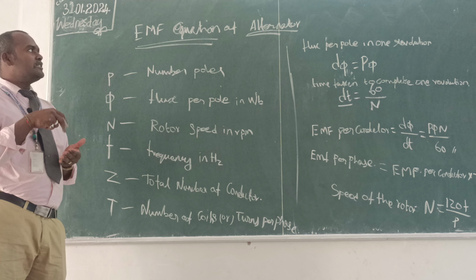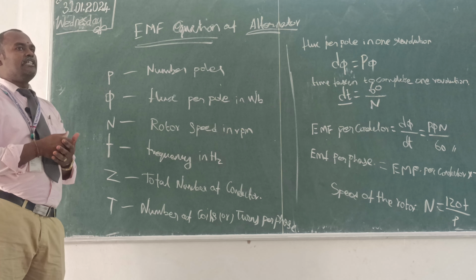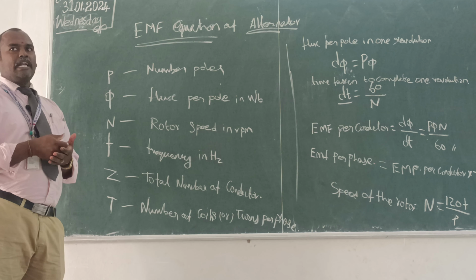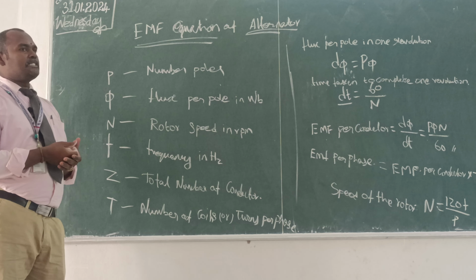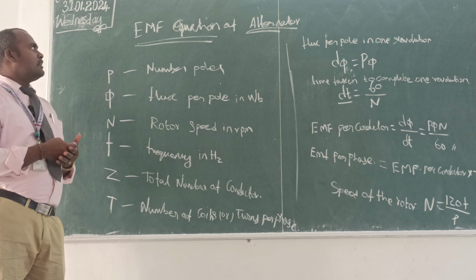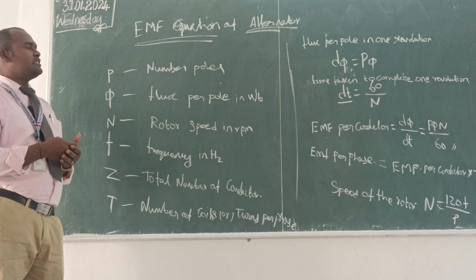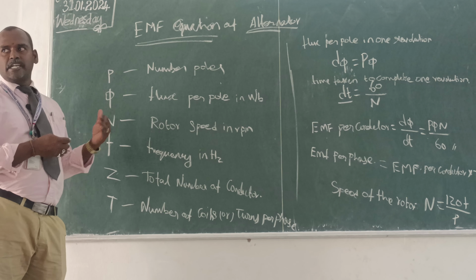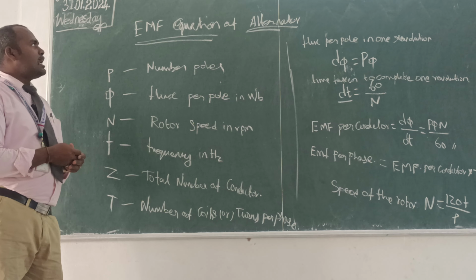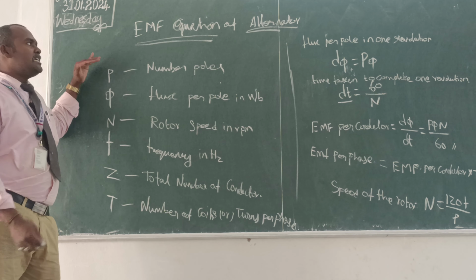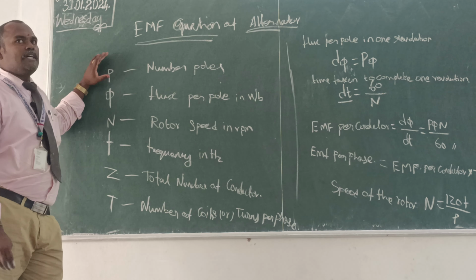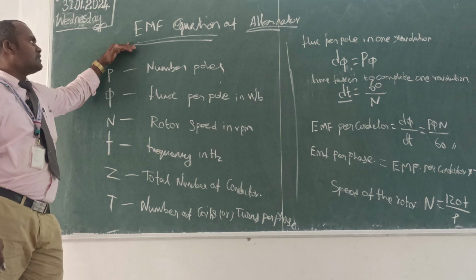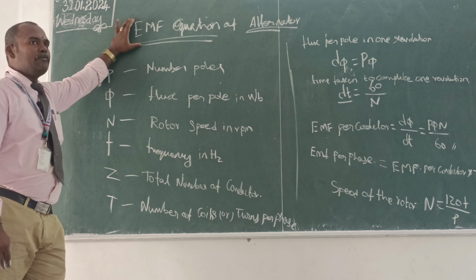So the field winding gets rotated, and the electromagnetic field cuts the stator conductors. The induced EMF generated in the stator is what we get at the output of the generator, the three-phase output. Based on that generated EMF, we are going to derive the expression, the EMF equation. Why do we call it the EMF equation?